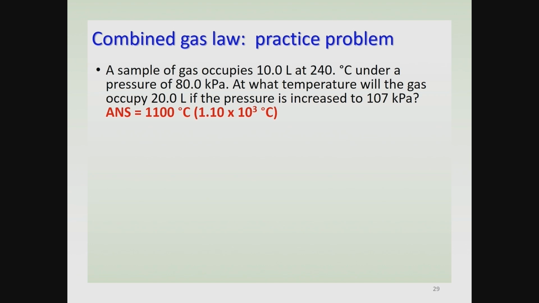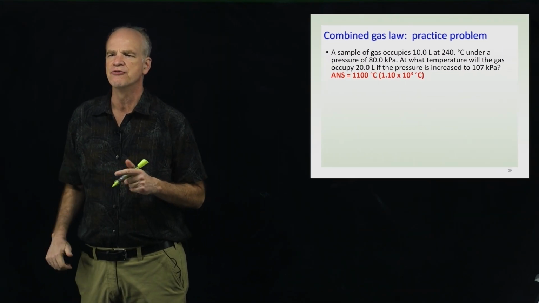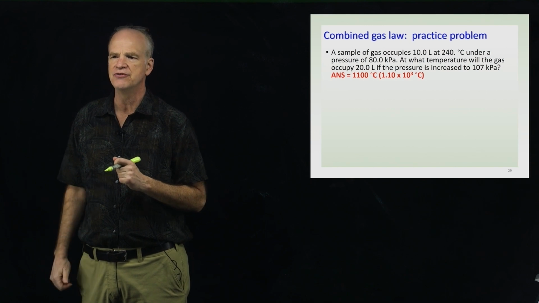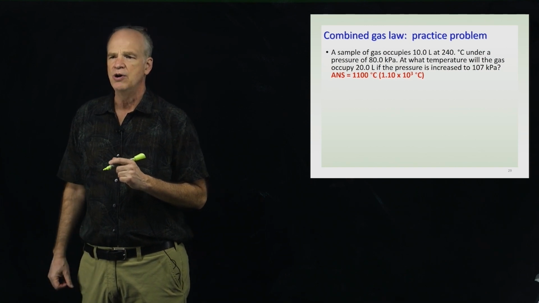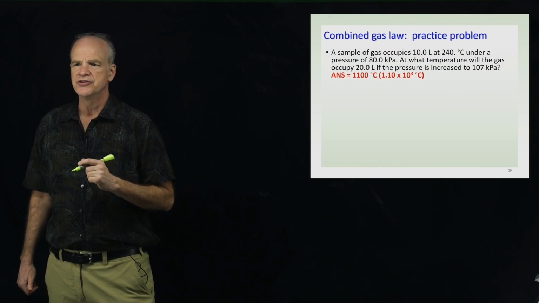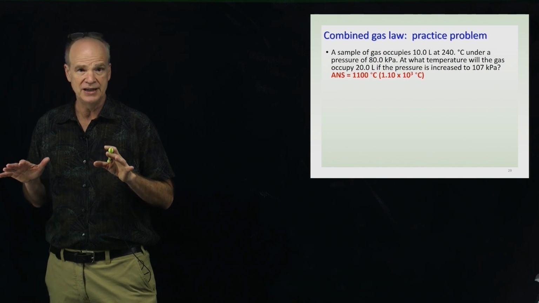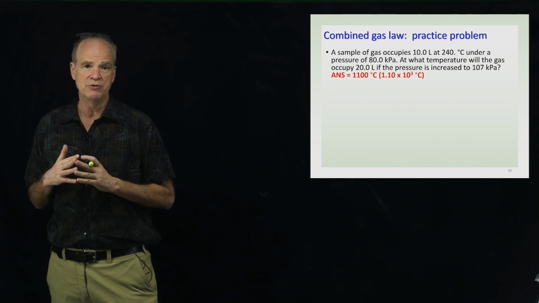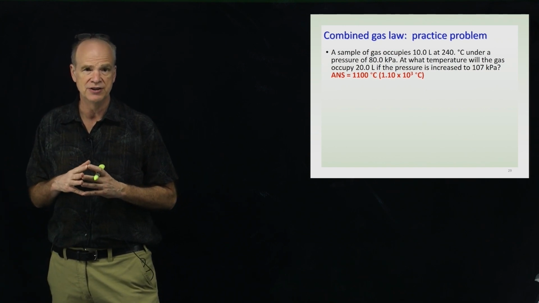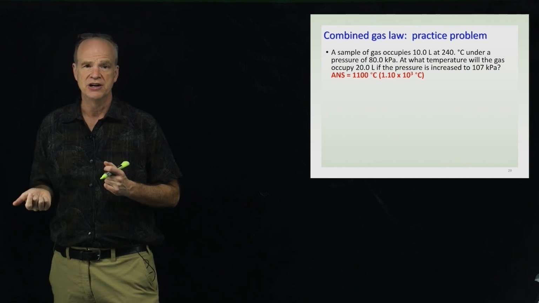Okay, so we have a gas that occupies 10 liters at 240 degrees Celsius under a pressure of 80 kilopascals. At what temperature will the gas occupy 20 liters if the pressure is increased to 107 kilopascals? Looking at this problem, we can see that we have three pieces of information, three properties, which are the volume, the temperature, and the pressure of the gas.